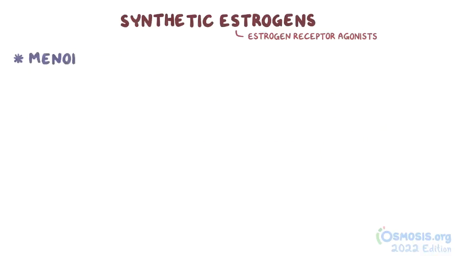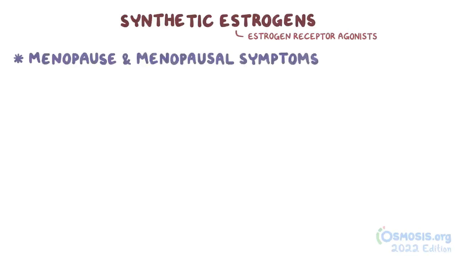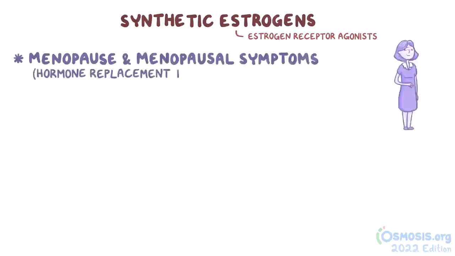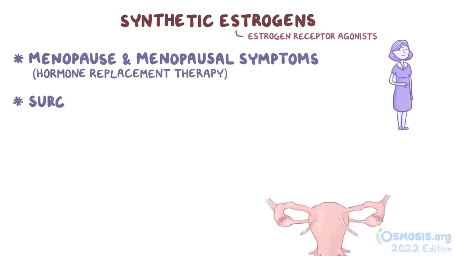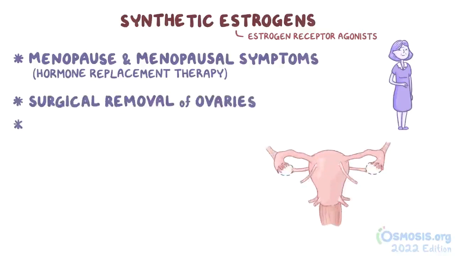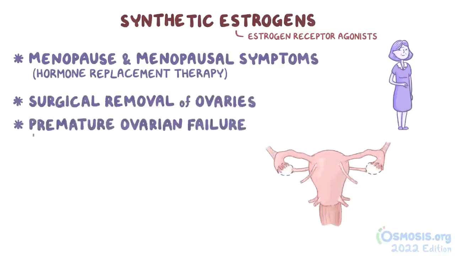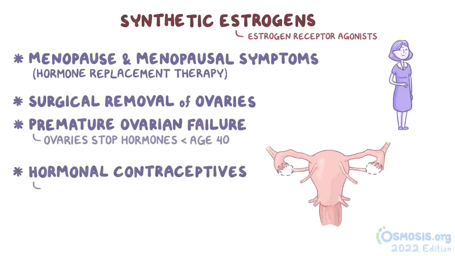Alright, now after menopause, estrogens are also indicated to replace the loss of estrogens and relieve menopausal symptoms, which is referred to as hormone replacement therapy, or HRT. Another indication is estrogen deficiency, resulting from surgical removal of the ovaries or from premature ovarian failure, where the ovaries stop ovulating and producing hormones before the age of 40. Estrogens are also indicated as hormonal contraceptives along with a progestogen.